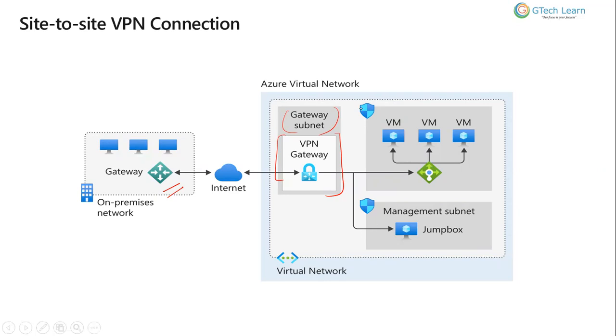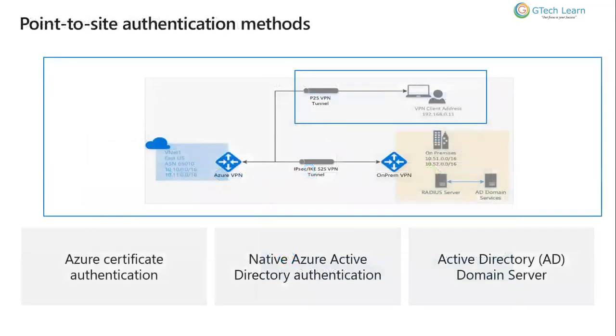Apart from that, moving ahead and talking about the point-to-site VPN. By using the point-to-site VPN, we can connect individual users. What it means is that the point-to-site VPN gives you the capability to connect to your virtual network from an individual client computer. So you can establish a point-to-site connection in order to set up the remote location.